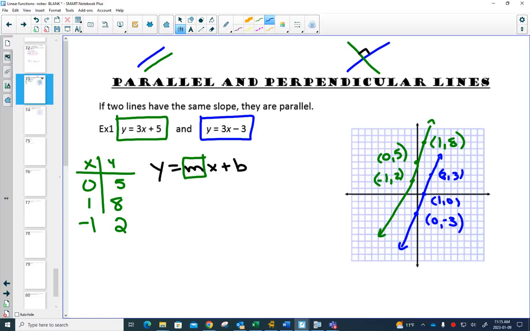Can you see that you could have also, for the blue one, done a table of values? When you plug in 0, you get minus 3. When you plug in 1, 3 times 1 minus 3 is 0. When I plug in 2, 3 times 2 is 6, minus 3 would be 3. And I get those same points that I did with the slope as well.